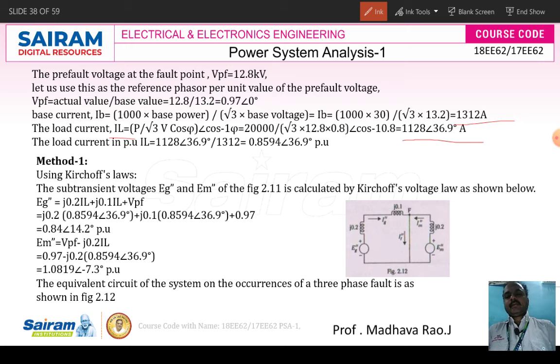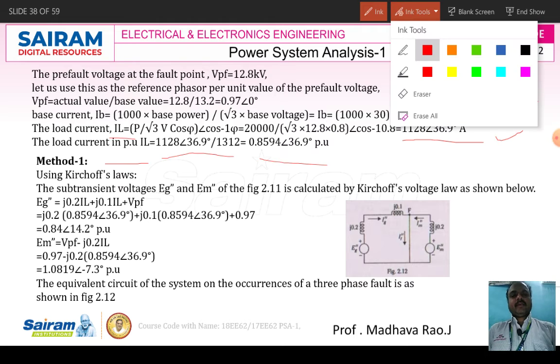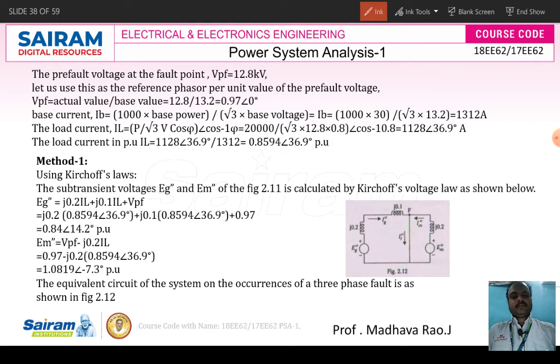The load current in per unit is equal to actual value by base value. The actual value is 1128 and 1312 is the base current. If you substitute these values, we get 0.8594 at an angle 36.9 per unit. These are the values we need to use while calculating the voltages and currents.